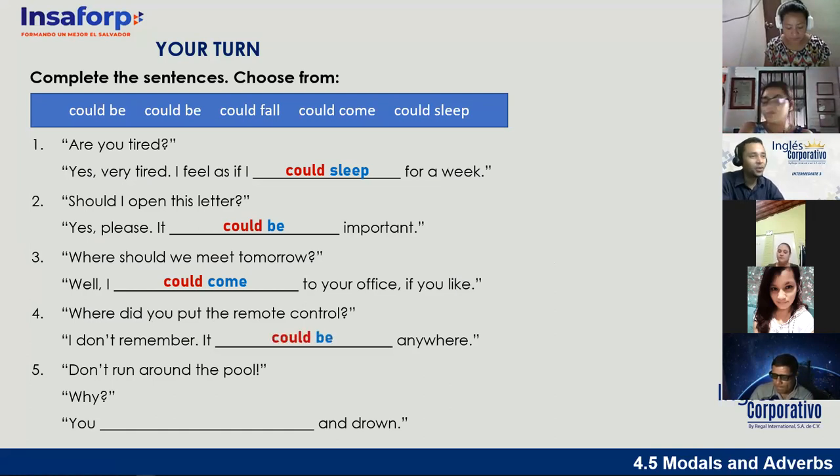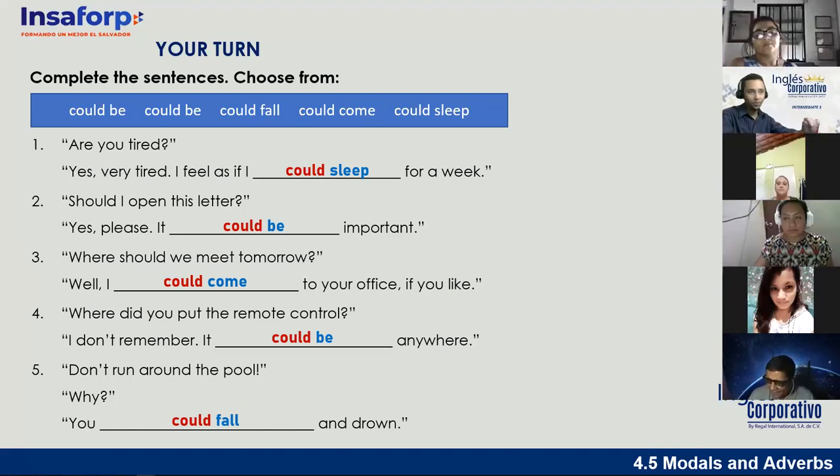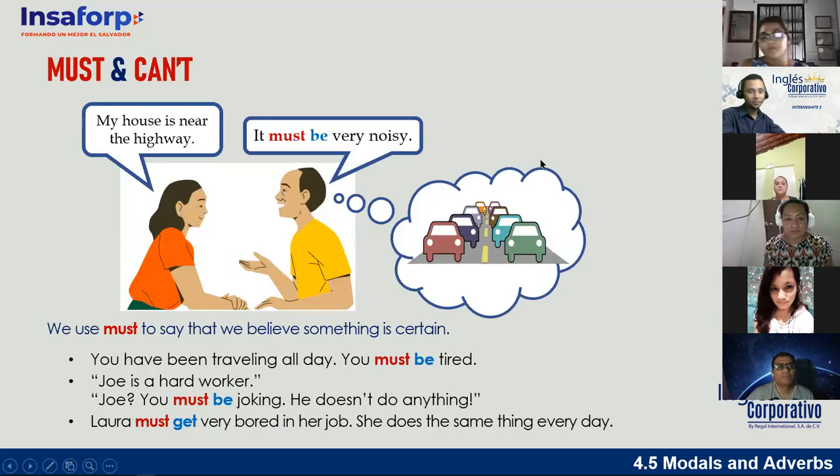Very good. Thank you. And Olivia, number five. Don't run around the pool. Why? You could fall and drown. Okay. That's right. Very good, everybody. So again, you use could for possibilities only, when something is possible, just like may and might. But what about this? We have something else now: must and can't. Okay, this is different. We have studied may, might, and could for possibility, but now we have to study must and can't.